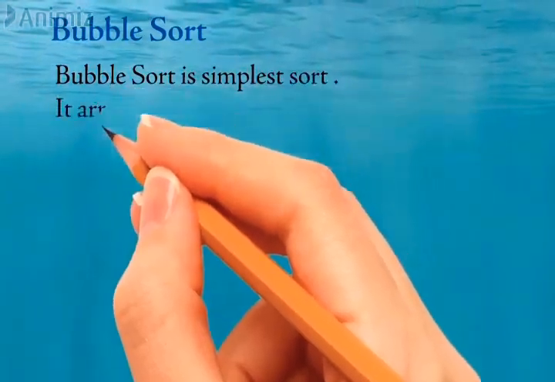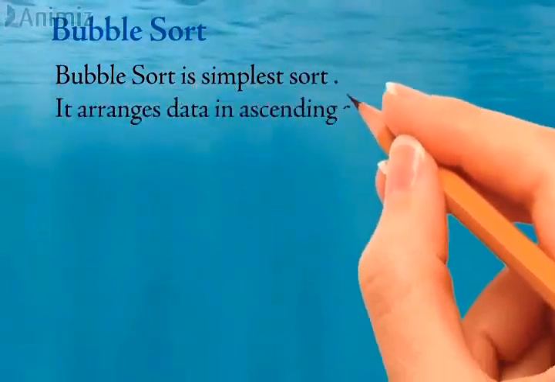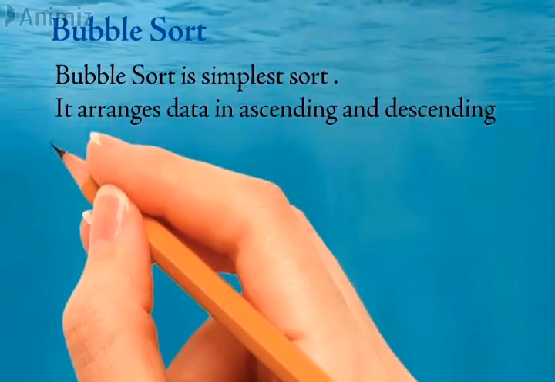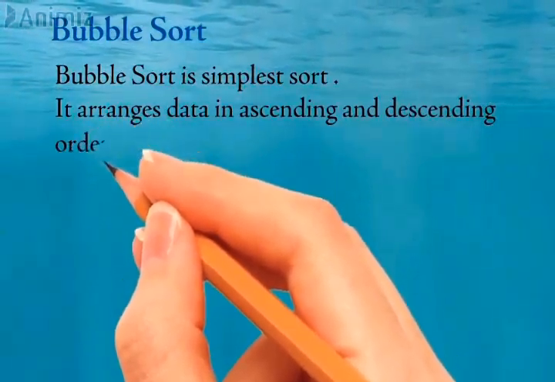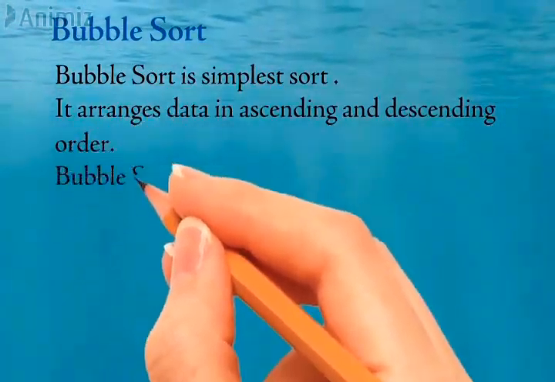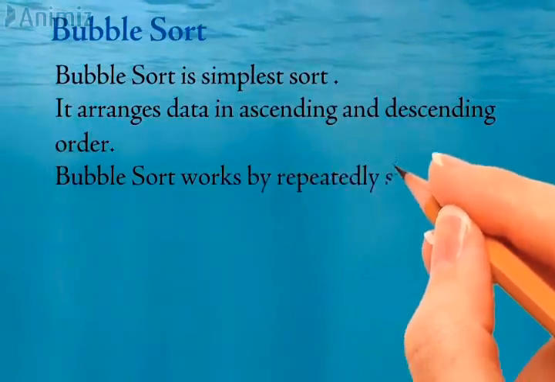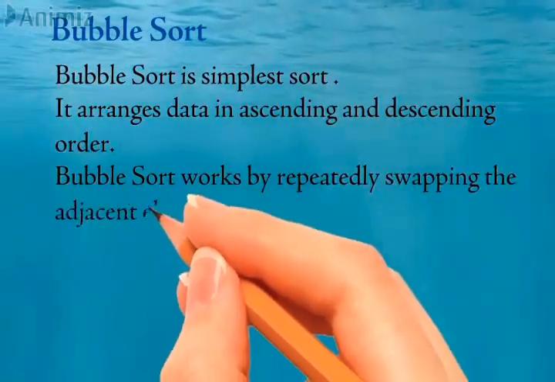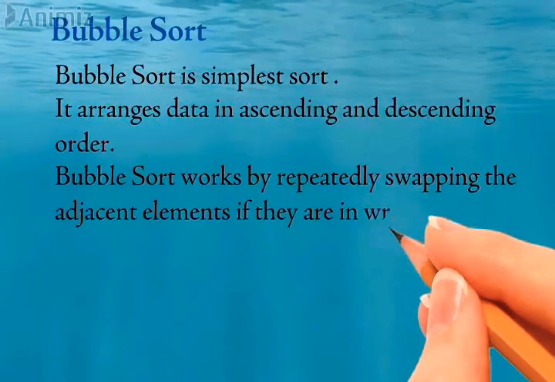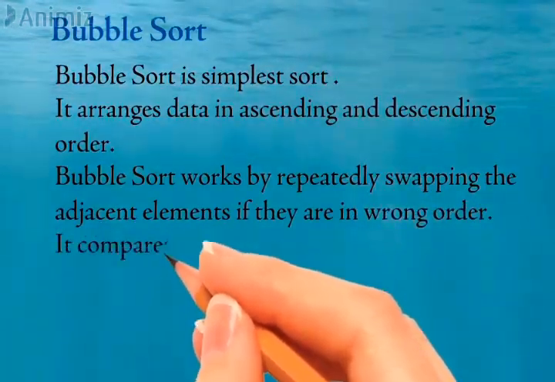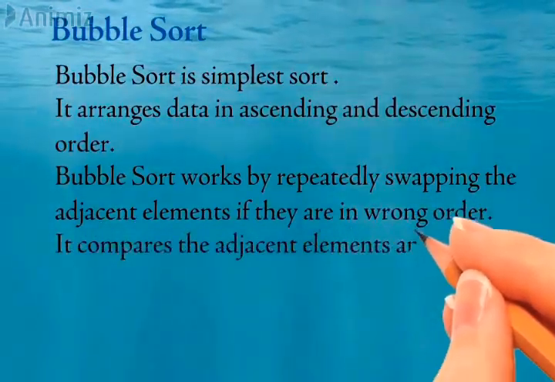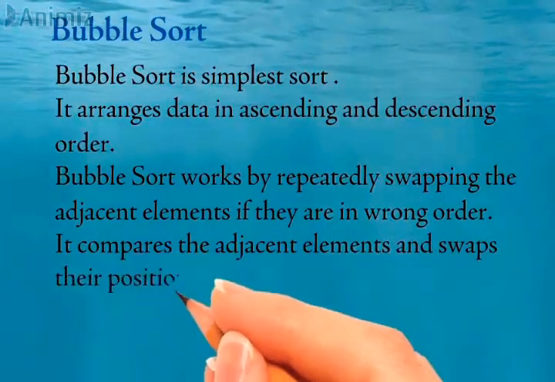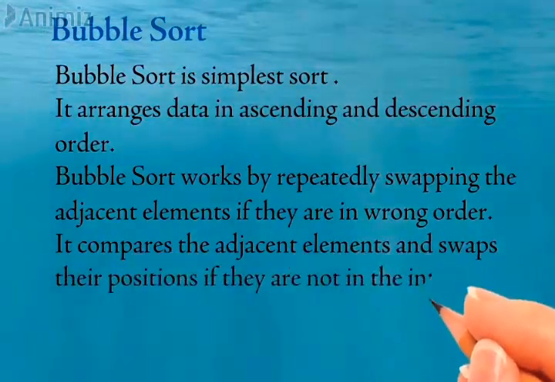Bubble sort is the simplest sort. It arranges data in ascending and descending order. Bubble sort works by repeatedly swapping the adjacent elements if they are in the wrong order. It compares the adjacent elements and swaps their positions if they are not in the intended order.